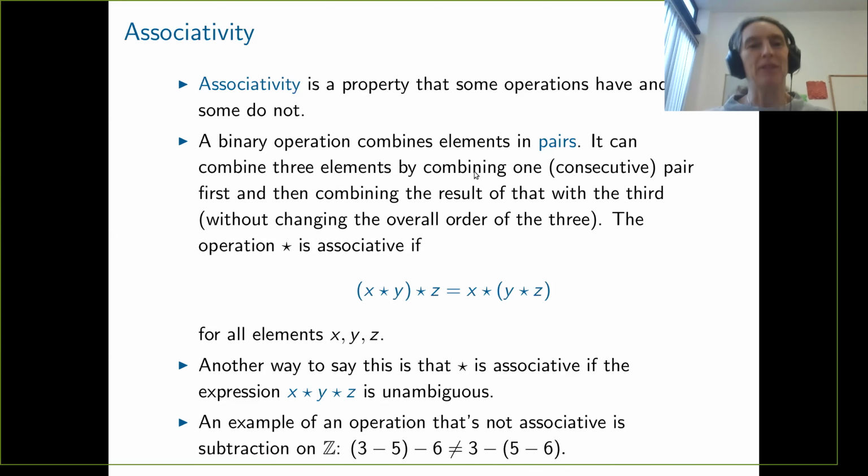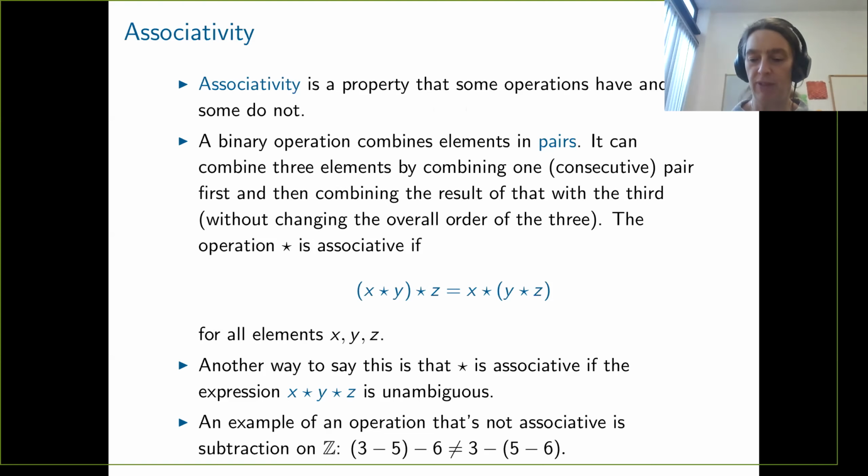The next thing was associativity. We wanted our operation to be associative. So associativity is a property that some operations have and that some don't. Fine. So a binary operation combines elements in pairs. Think about addition. Of course you can add 5 numbers. If I ask you to add 3 plus 5 plus 7 plus 14 plus 11, of course we can all do that. But if you're doing it mentally, what you'll probably notice, whether it's subconscious or conscious, is that the way you do it is you add them in pairs and then add the pairs together.